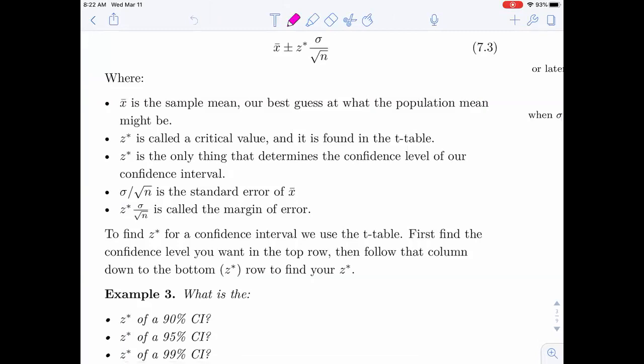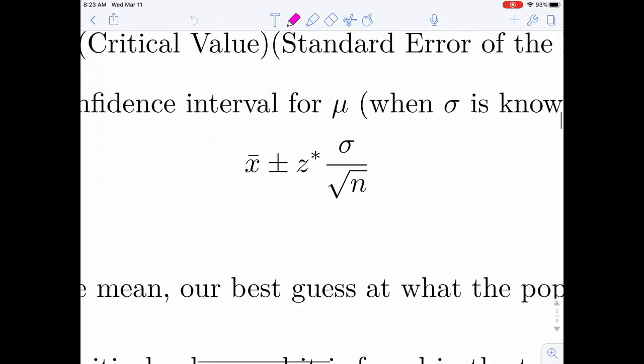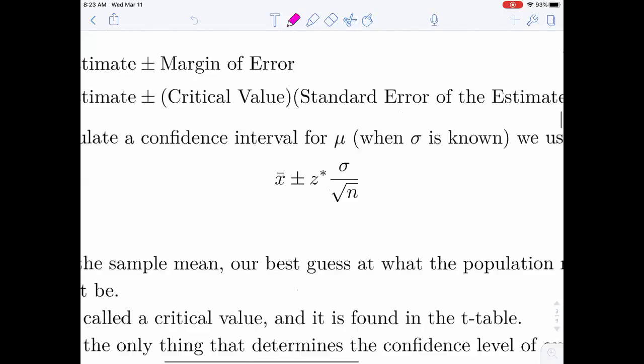And so that's how we're going to find our critical values, Z star in this case. And Z star is the only thing that determines the width of our interval, right? Because once we've collected a sample, if we go back here, our sample mean is just fixed, right? It's not going to change. Sigma is fixed, right? Some population standard deviation is not going anywhere. And our N, once we've collected our sample, is fixed, right? And so the only thing that determines the width of this interval is your critical value.